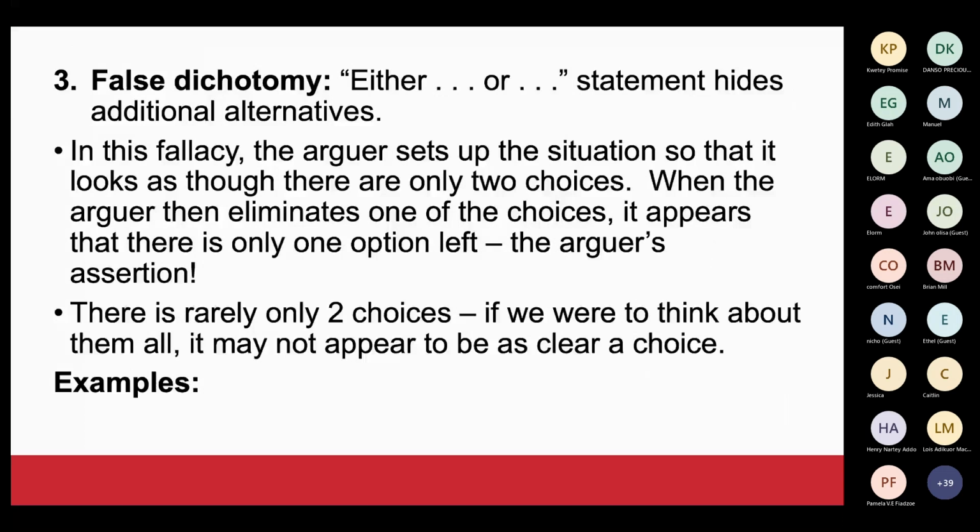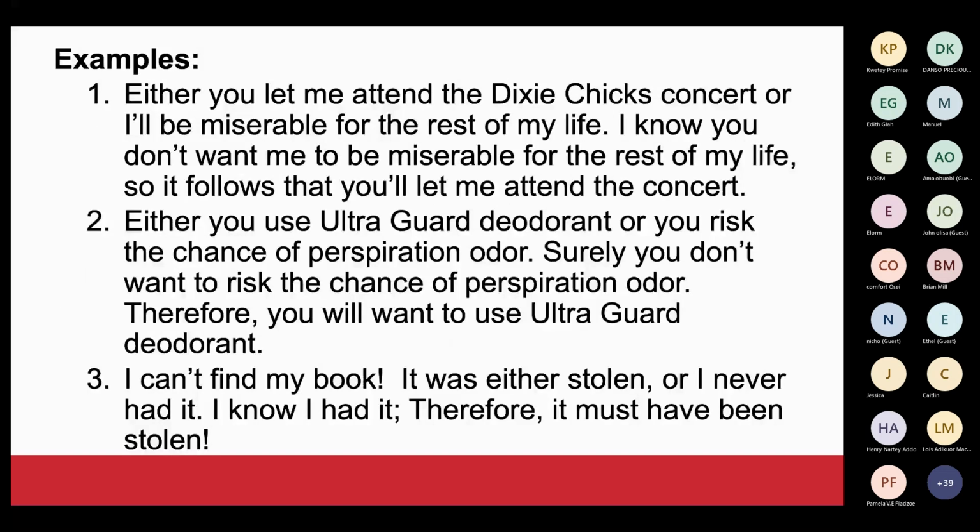So here, what is the arguer trying to do? The arguer presents the listener with two choices. And then by those two choices, the arguer tries to tell you that there are only two choices available. So if the arguer eliminates one choice, then what will remain is the arguer's own assertion. And we are saying that in life, there are more than two choices.